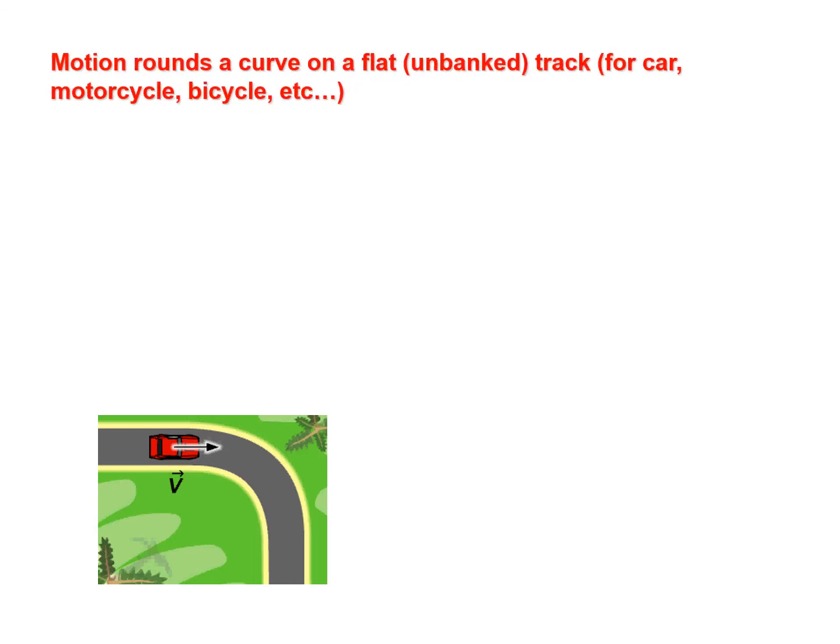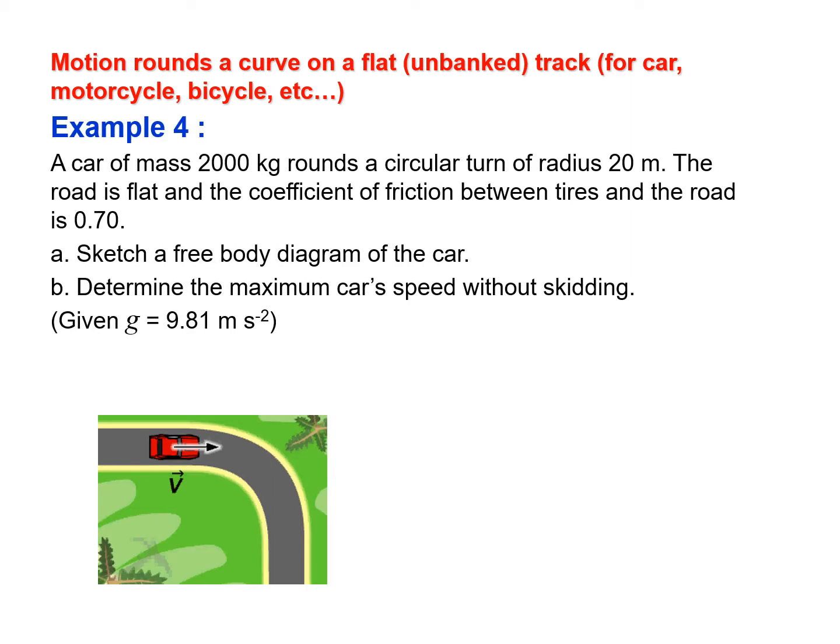Hello there. For today we will look into examples involving motion around a curve on a flat, unbanked track. Examples include a car, motorcycle or bicycle. In this example 4, we look at a car which has a mass of 2000 kg and rounds a circular turn with a radius of 20 meters.